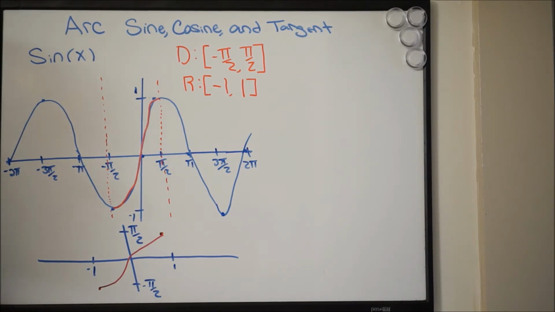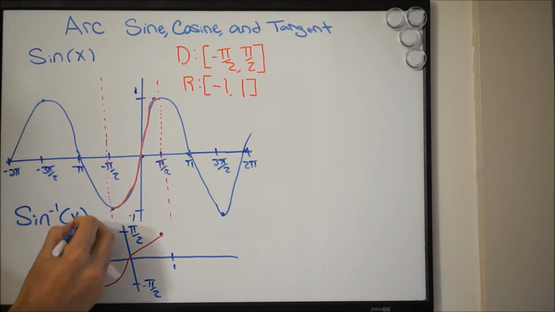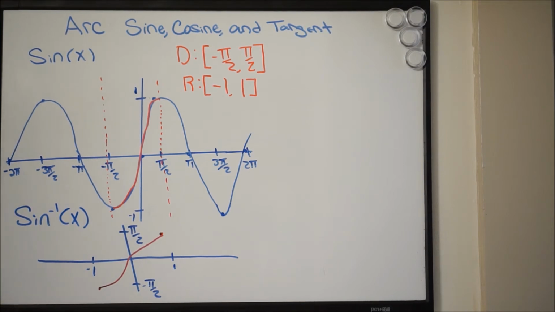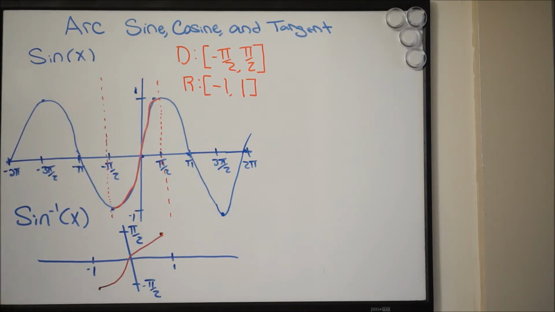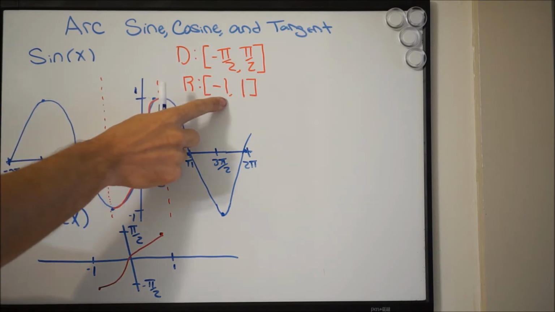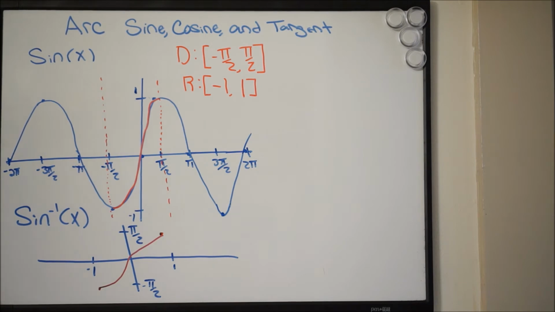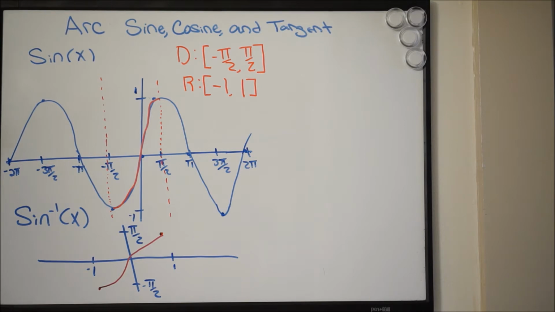Now, let's rewrite the domain and range of this inverse. This is arc sine or inverse sine. If we were to rewrite the domain and range for this new graph, all we have to do is look at our domain and range for our original. Our domain for our original, again, was negative pi over 2 to pi over 2. Our range was negative 1 to 1. However, we just took the inverse. So what do you think is going to happen to our domain and range? Well, they're simply just going to flip.